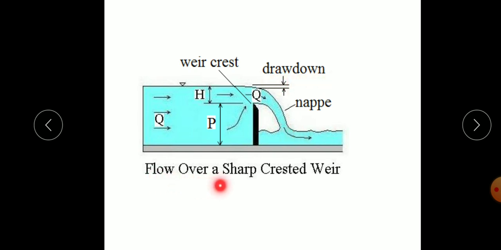Now flow over a sharp crest weir. Sharp edges are used to separate the flow. If the edges are smooth, the flow will stick to the surface, and if you use sharp edges, there is a separation of the fluid. So here it shows the flow over a sharp crest weir.